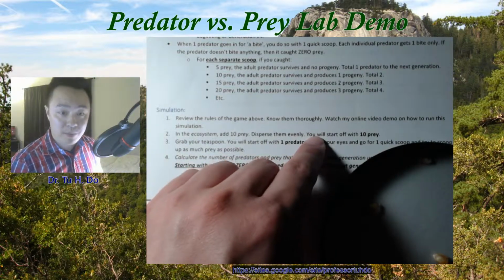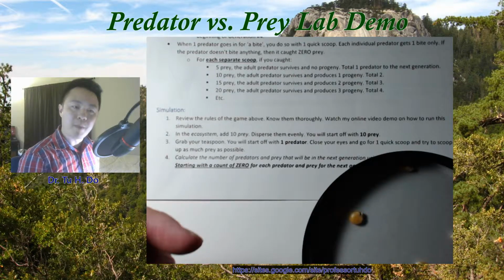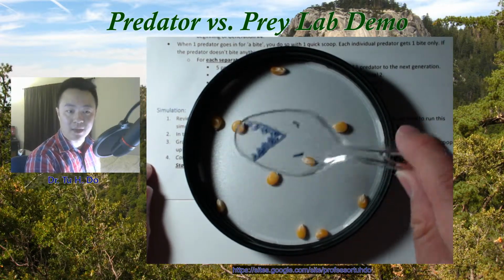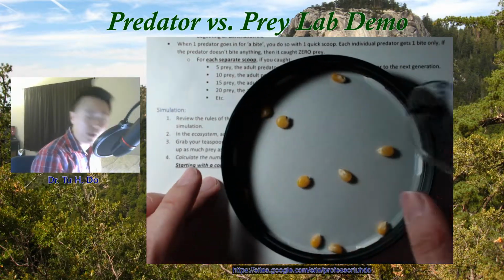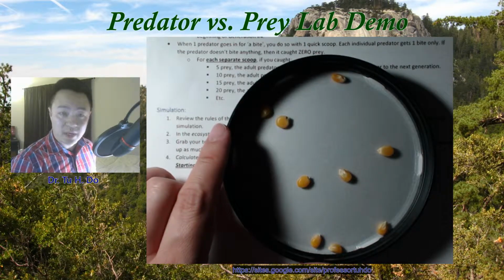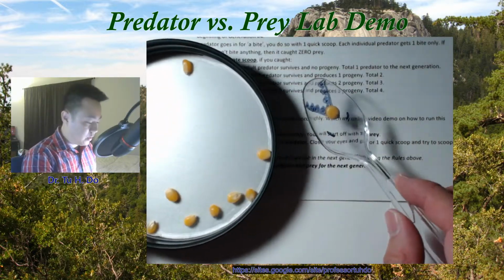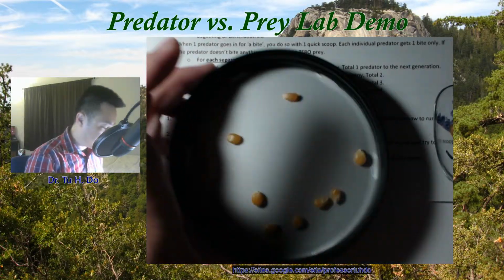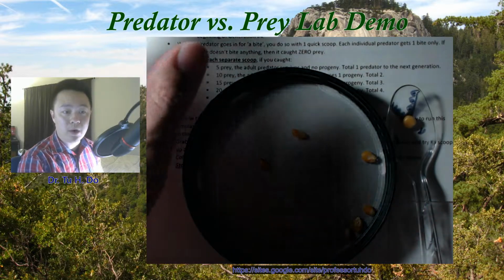Now we have our 10 prey. Then you grab your teaspoon. Again, we don't have any predators right now, so we're going to migrate one in at the start of this lab. I've got here my one nasty predator. Okay, rawr, rawr. So we got my one nasty predator, and I'm going to close my eyes, and I'm going to go in for the kill. So here I go. 1, 2, 3, bam. Okay. So now, because I only had one predator, I only need to go in for 1 scoop. Okay, so here we go. So now I need to know how many go into the next generation.